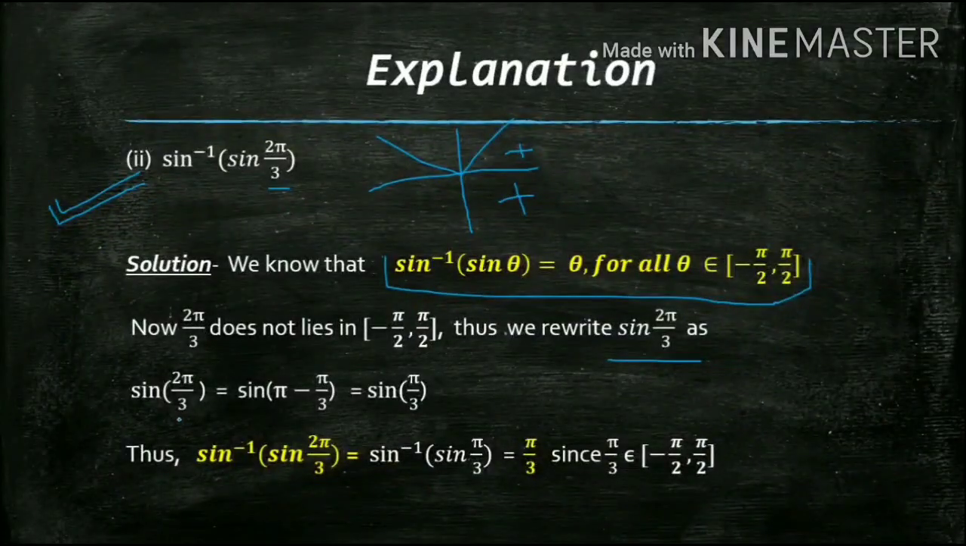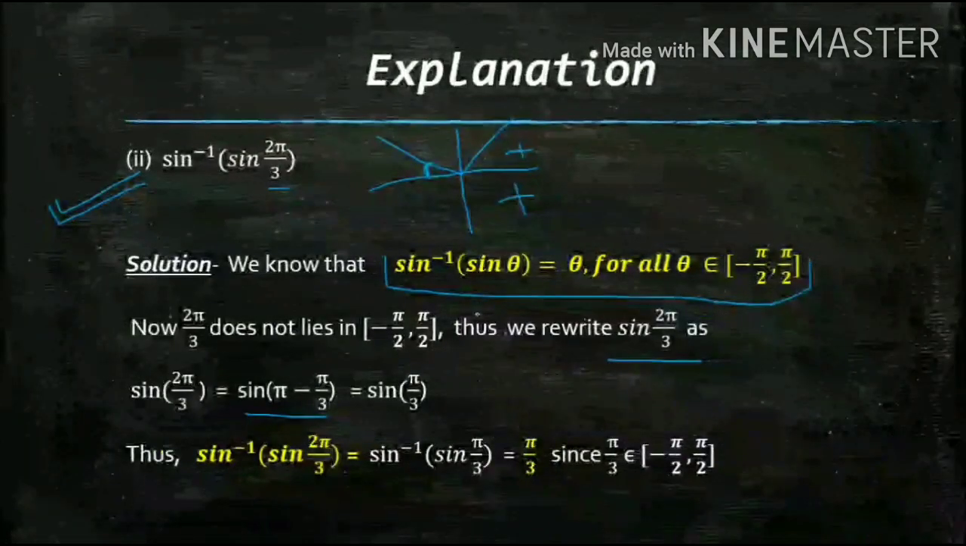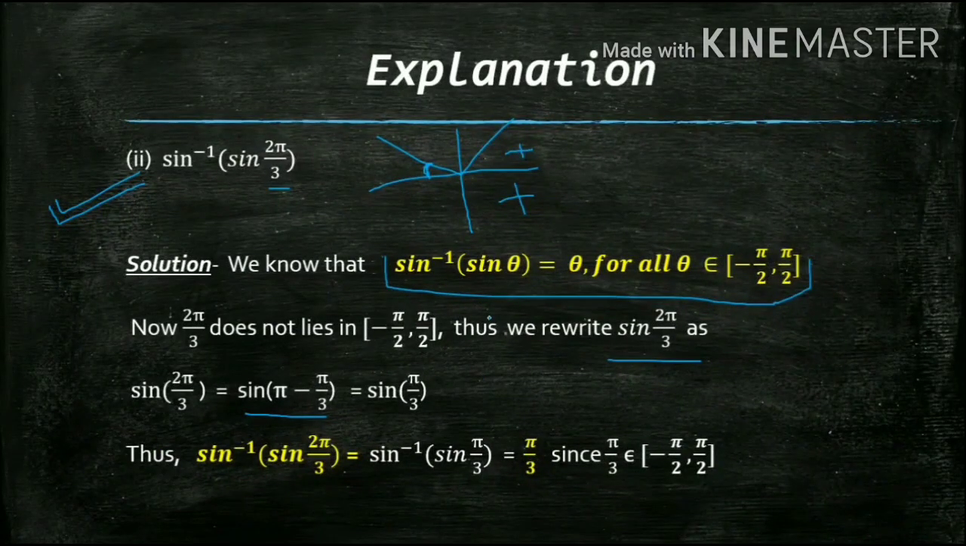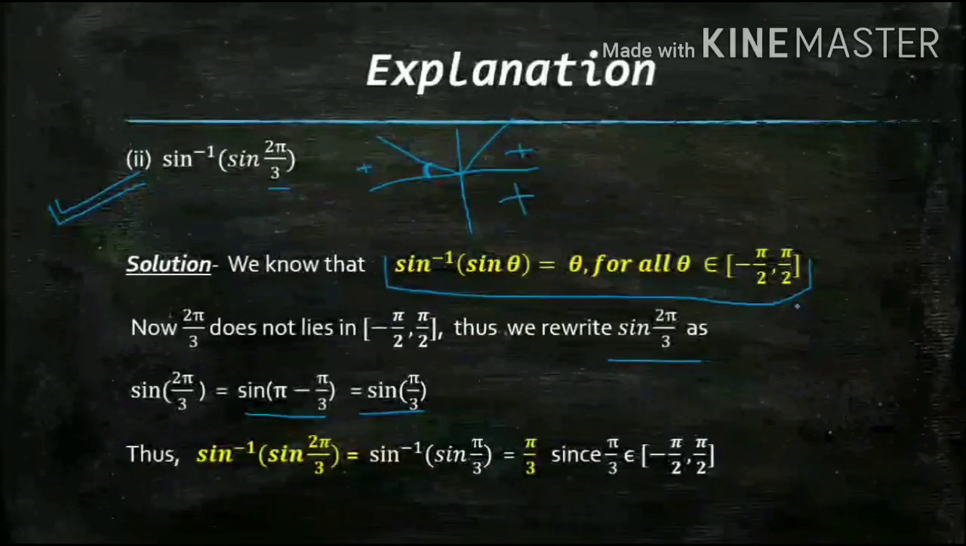How can we write it? We can write sine of 2 pi by 3 as sine of pi minus pi by 3 as well, because this is just subtracting some value from pi to get this angle, right? And you know that sine of pi minus theta is nothing but sine theta, because sine is positive in the second quadrant. Up till this you are done. And also check by this time that pi by 3 belongs to this interval.